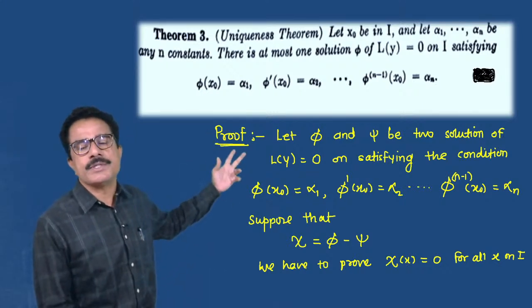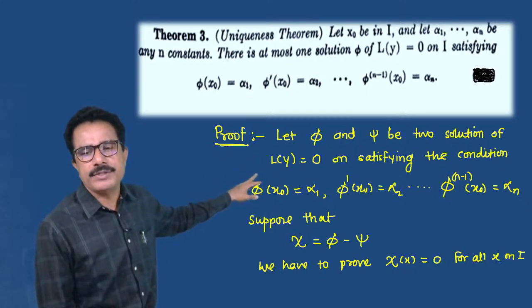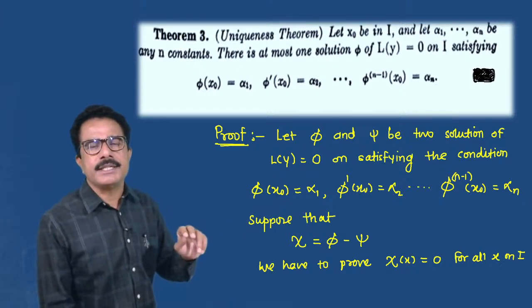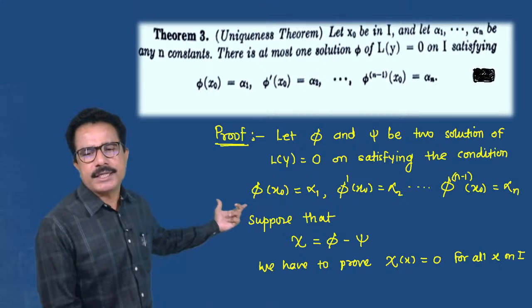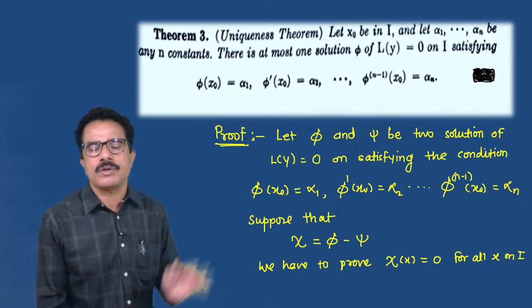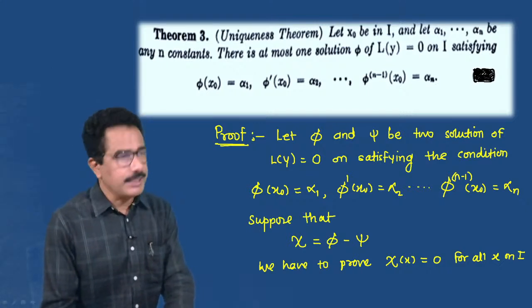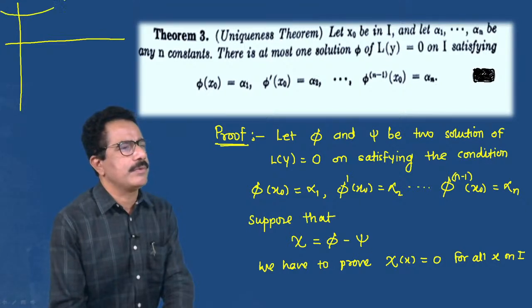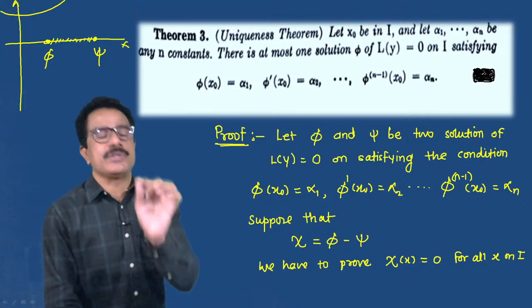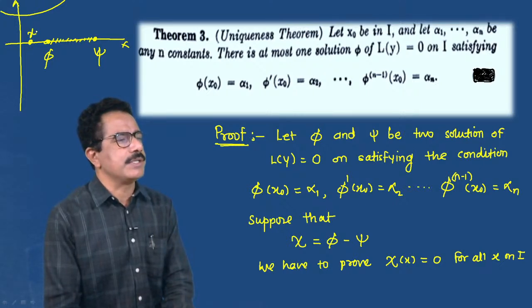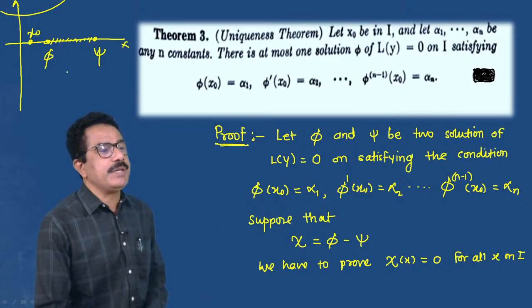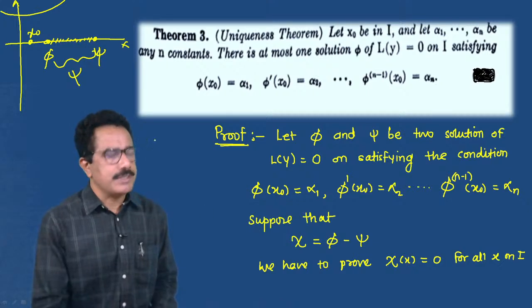We consider there exist two solutions, first phi, second psi of L(y) equals 0, which satisfy all these initial conditions. That means both solutions satisfy the initial conditions, that is phi(x naught) equals alpha 1, phi dash(x naught) equals alpha 2, psi(x naught) equals alpha 1, psi dash(x naught) equals alpha 2, and so on. We consider the difference between the solutions. Suppose this is the x-axis, this is the y-axis, phi is one solution, psi is another solution, and x naught is the initial point. Suppose that chi is the difference between them.